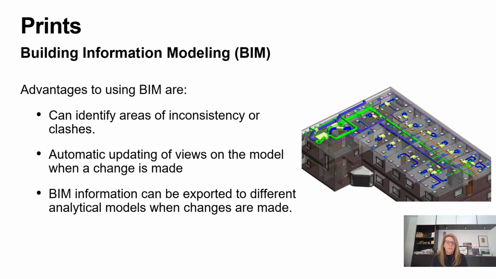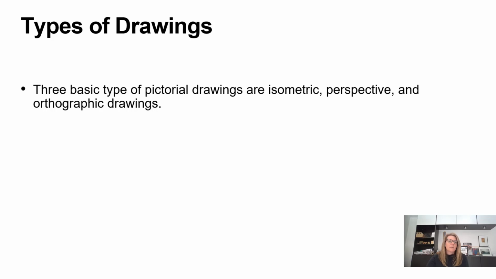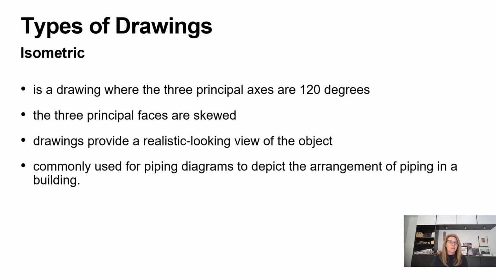And then being able to, again, extract analytic information about that model versus what you could do in the computer or CAD drawings. So a lot of the drawings, whether it's using CAD or BIM, there are different types of drawings. And this is more based on when we're doing either manual or CAD, or how we're depicting the model. So there are three basic types: isometric, perspective, and orthographic drawings. And we get into those in much more detail in other courses within the architecture program.